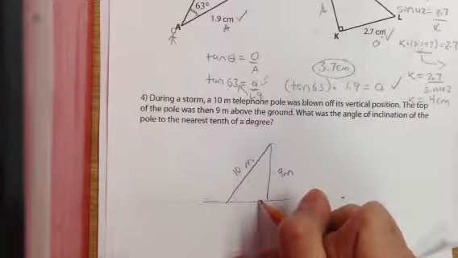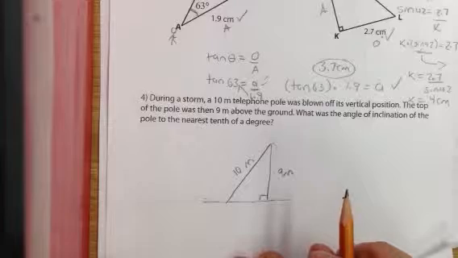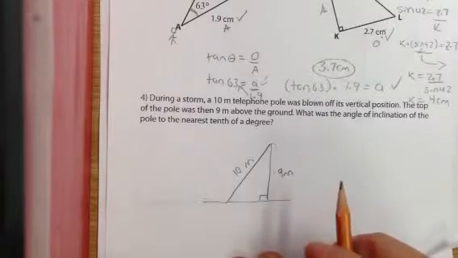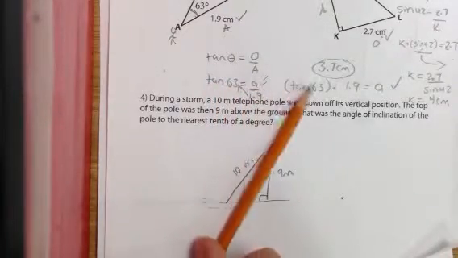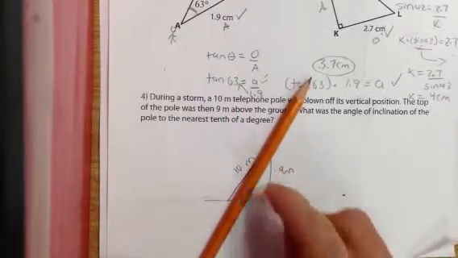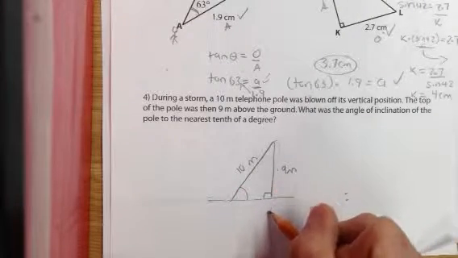Okay, we know this is 90 degrees. The question is saying, what was the angle of inclination of the pole to the nearest tenth of a degree? So in other words, now that it's no longer 90 degrees, it's blown over, what is that angle to the ground? So what is the angle that this pole is making with the ground? Because remember, this is the ground.